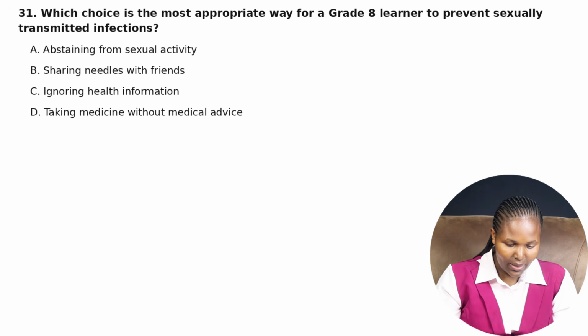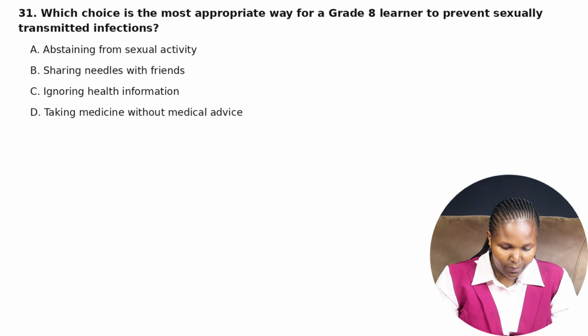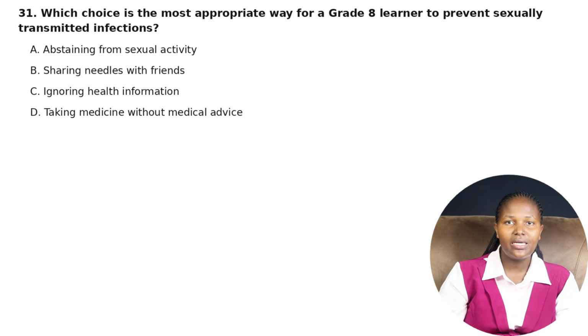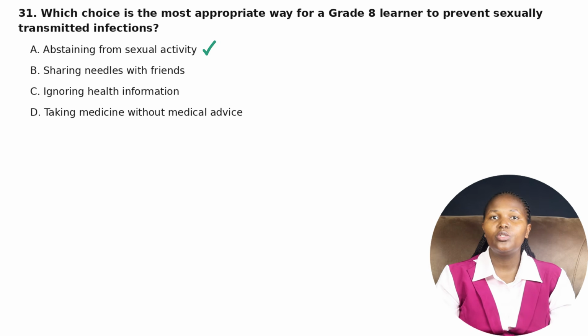So question 31. Which choice is the most appropriate way for a grade 8 learner to prevent STIs? Sexually transmitted infections is what I'm calling STIs. We have A. Abstaining from sexual activity. B. Sharing needles with friends. C. Ignoring health information. And D. Taking medicine without medical advice. Now that is very easy and something that every grade 8 learner and other students should do. The correct option is A.